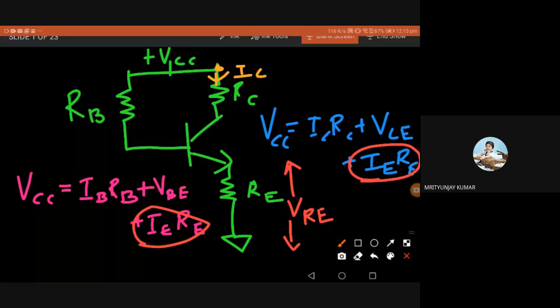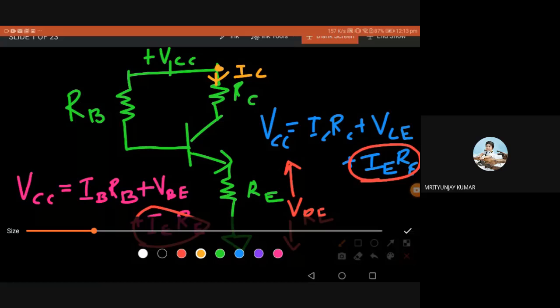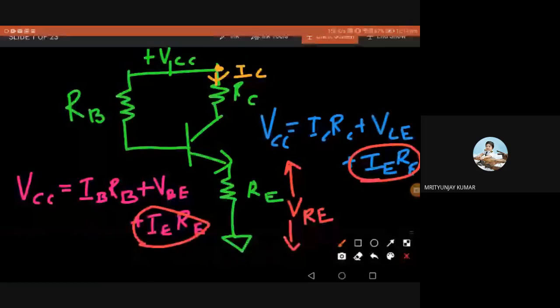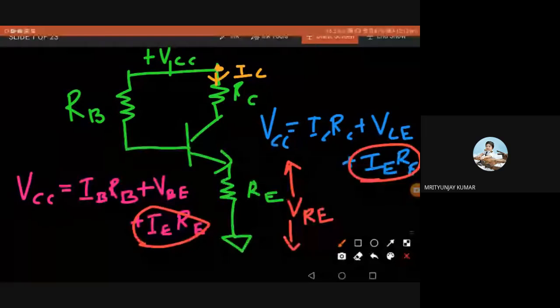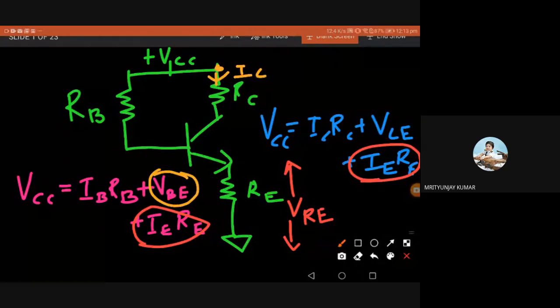So what happens when VRE is going to increase? If IC is increasing, the voltage drop across RE is increasing. That is nothing but VRE is going to increase. So come back to the equation of the input circuit. When VRE is going to increase, that means IE RE is increasing. We can see the other parts of the equation. VB is constant, whether for silicon or germanium. So the only value which can decrease is IB RB, which has to decrease.